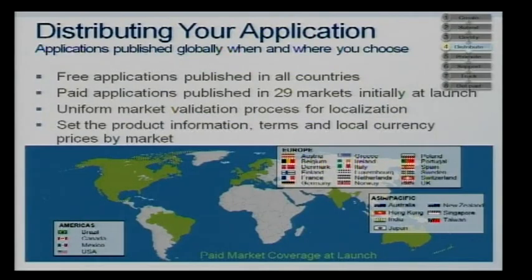Moving on to step 4, we've talked about the opportunity that's available: 29 markets initially at launch. As a developer, you will have a uniform market validation process for localization, and you will also be able to set the product information, terms, and local currency prices by market, which is, I think, a really nice feature. It may be that you have some markets that you want to focus on more aggressively with your marketing, and you can lower the price, or in certain markets you may decide to try different things. So it gives you a chance to maybe test a concept in a smaller market.